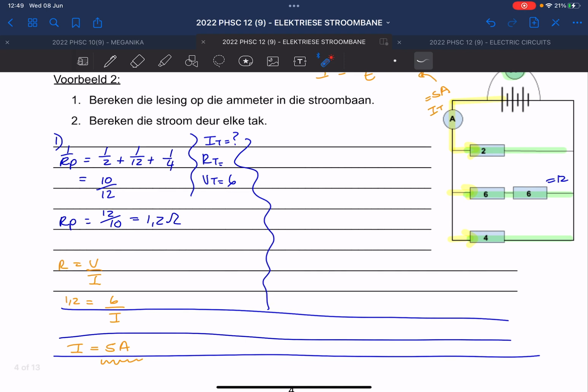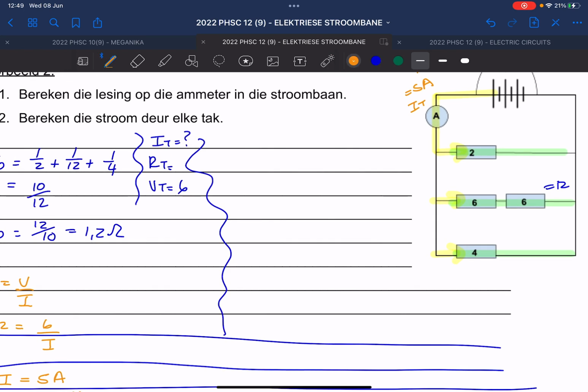Good. Now they ask, what is the current through each branch? So of that 5, how much goes through there, how much goes through there, how much goes through there? Dis wat ons nou wil weet. Okay, let's look at one branch at a time. Okay, nou net vir vinniger gaan ek die formule klaar herrangskik. I'm going to rearrange the formula just to be quicker.